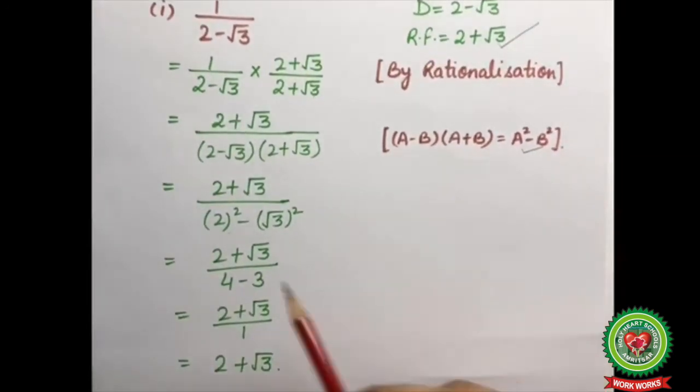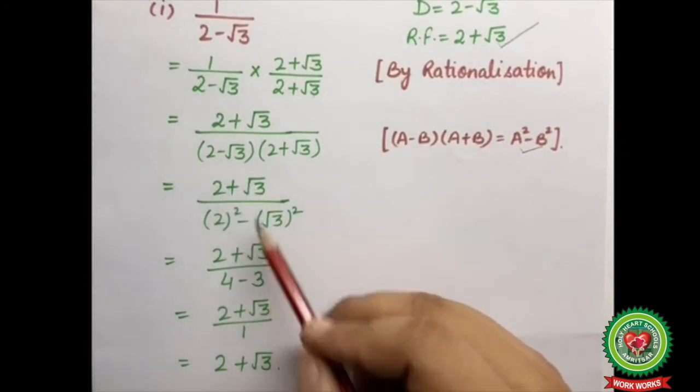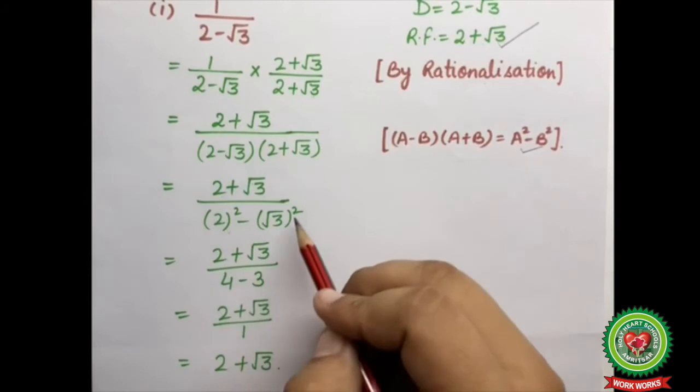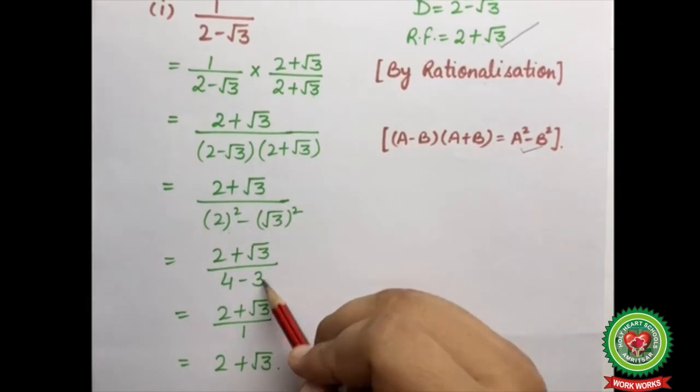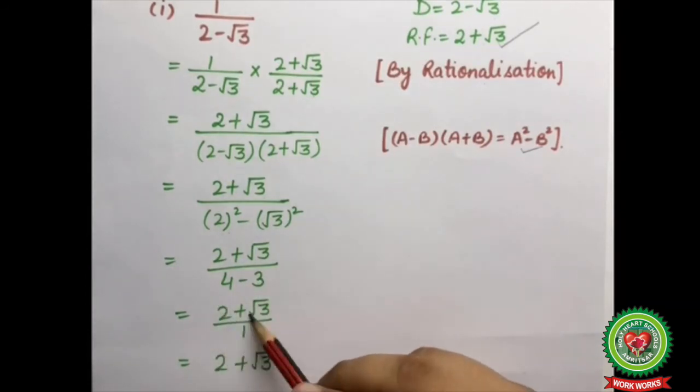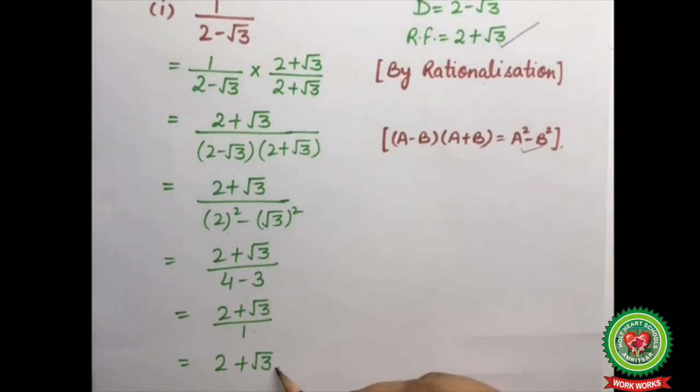So the next step will be, we'll get 2 plus under root 3 upon the square of 2 is 4 and the square of under root 3 is 3. So it will be 2 plus under root 3 upon 4 minus 3, which is equal to 2 plus under root 3 upon 1, which is equal to 2 plus under root 3.